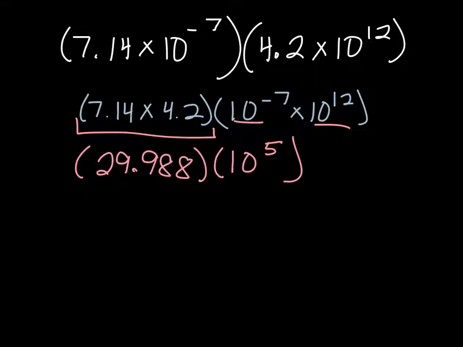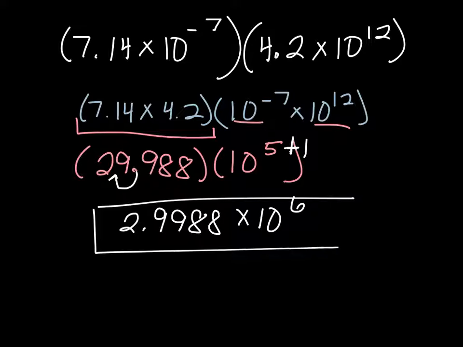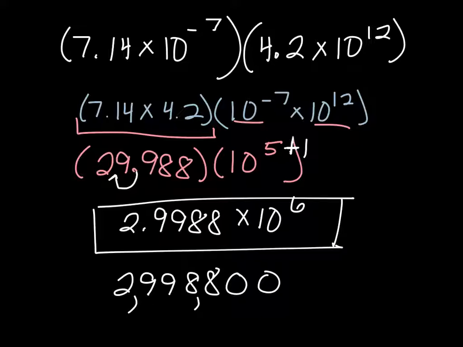So hopefully you can tell right here I'm not in scientific notation. I have to move it one to the left. When I go to the left, I'm getting larger, so I add. So my final answer in scientific notation is 2.9988 times 10 to the 6th power. If I had to write that in standard form, it would be 2,998,800. So this would be standard form.